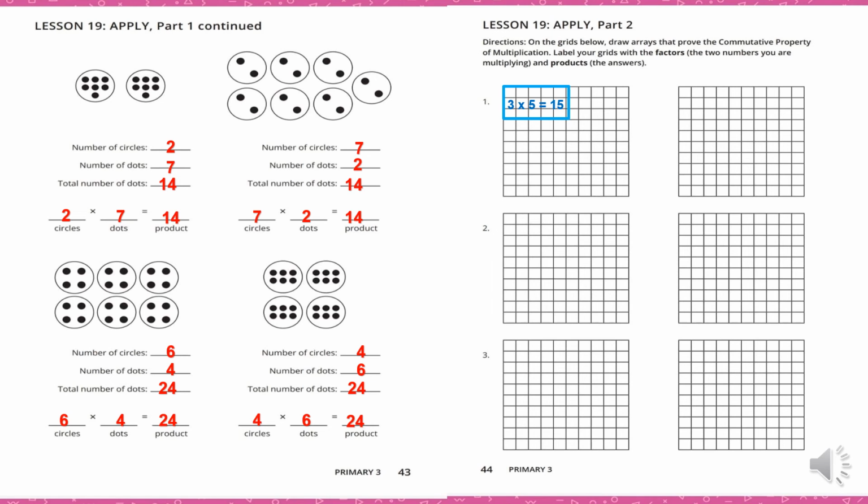If we want to find the commutative property for it, it means we can switch factors and the product will not change. So we have 5 times 3 equals 15. We have 3 times 5, and it can be 5 times 3. So let's draw 5 times 3, which equals 15. So I have here 5 rows and 3 columns, but in the first one I have 3 rows and 5 columns.